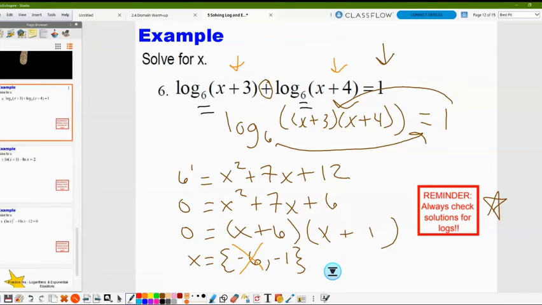So I still get positive numbers in what we're taking the log of when I plug in an x value of -1. So that answer works. So my answer is going to be x equals -1. You can have negative answers as long as when you plug them in, the number you're taking the log of is still positive. Let's try another one.